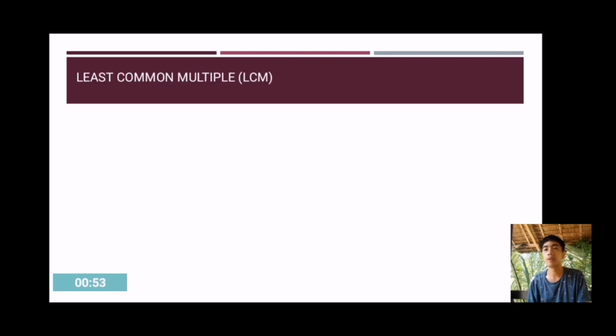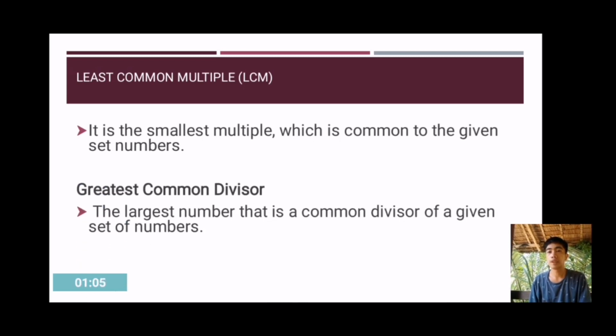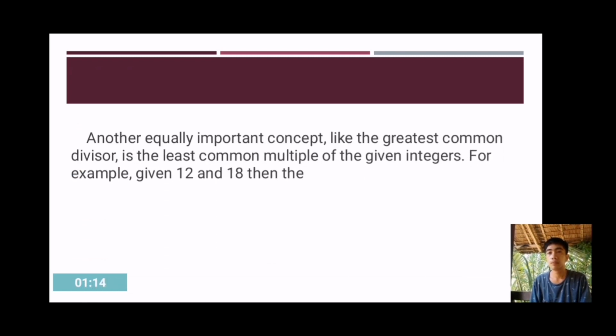Least common multiple, or LCM, is the smallest multiple which is common to a given set of numbers. Greatest common divisor is the largest number that is a common divisor of a given set of numbers. Another equally important concept like the greatest common divisor is the least common multiple of given integers.